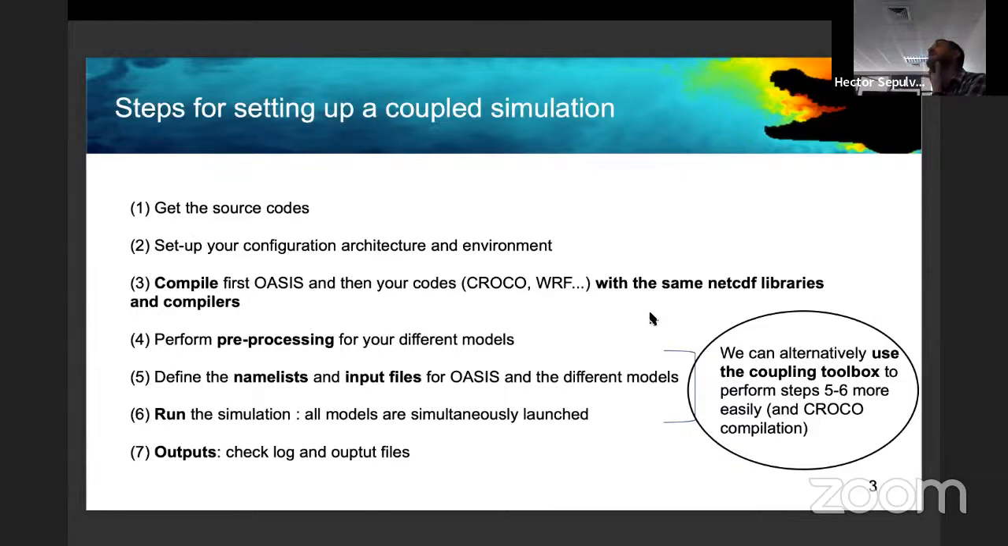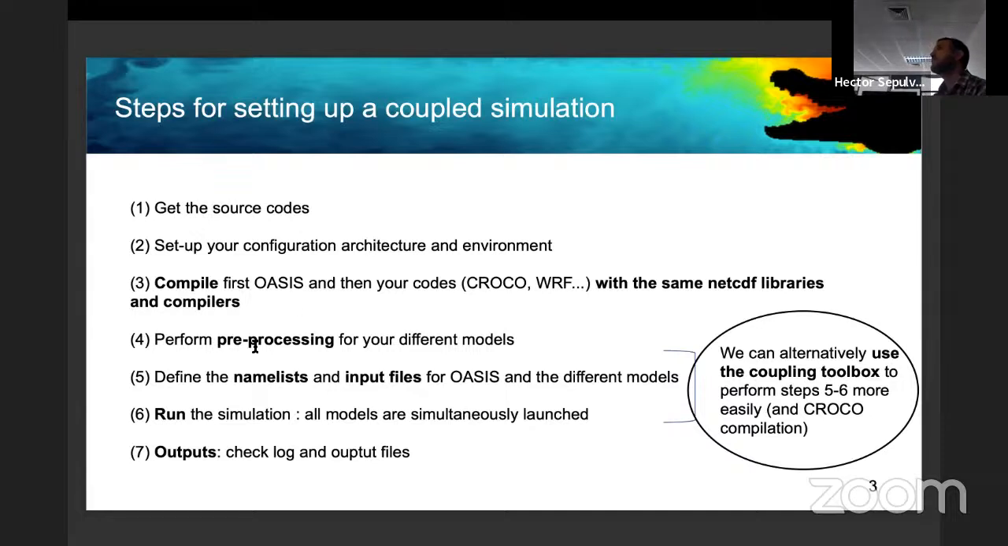So basically, what this coupling toolbox does not do is getting the source code. This you have to do on your own. And also, you have to compile your code in advance. What the toolbox does is compiling CROCO, because as CROCO compilation depends on the size of the grid and so on, you can fill the cppdefs and the param.h files and compile CROCO if you activate it in the my_namelist file. I will show you that.